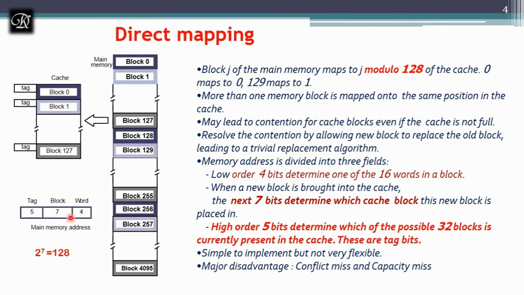Out of the remaining 12 bits, how many word lines do I have over here in the cache? I have a total of 128. How to get 128? 2 to the power of 7 will give me 128. To recognize each word line, which we may call a block also, here we are going to require 7 bits. The remaining 5 bits will go to tag lines. So what is the use of these tag lines? What is the use of this block? All this we'll see now.